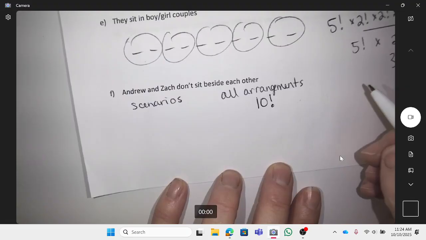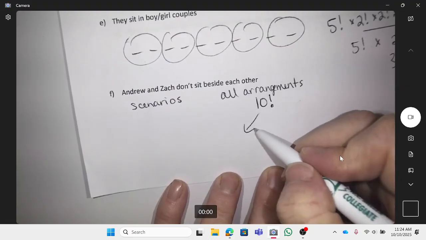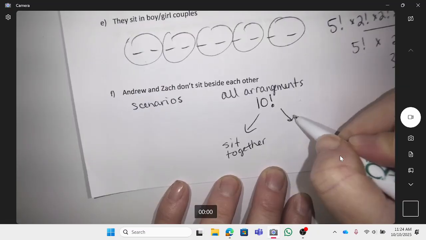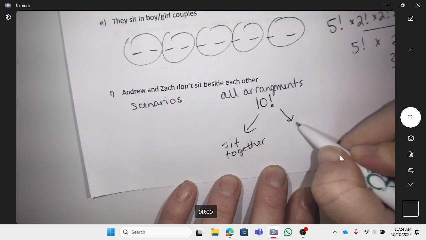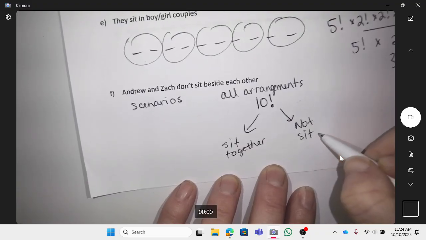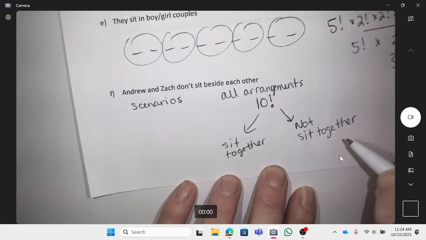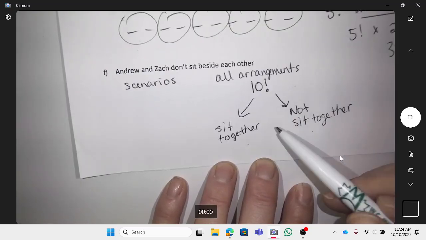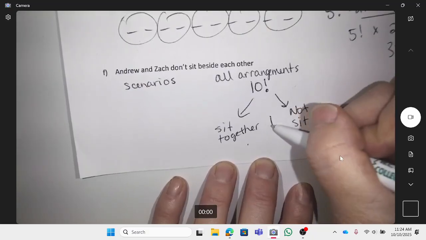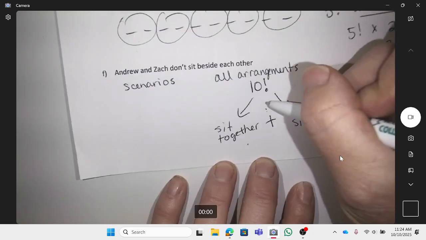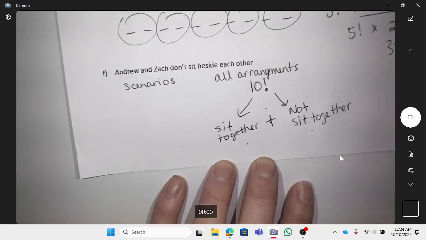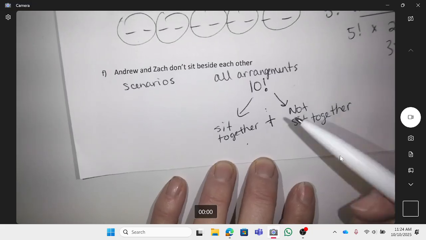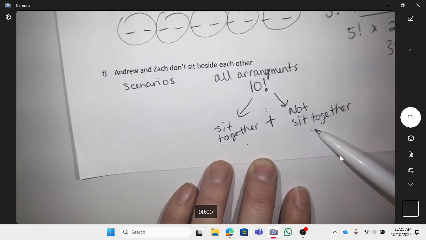So out of all the arrangements, would you understand the scenarios are that they sit together, or the flip of them sitting together is not together? All the times they're sitting together and all the times they're not sitting together, what do you think these two numbers would do together? They would add up to complete the all options. Does that make sense? There's all the scenarios. Within the scenarios, there's going to be scenarios where they're sitting together or not sitting together.